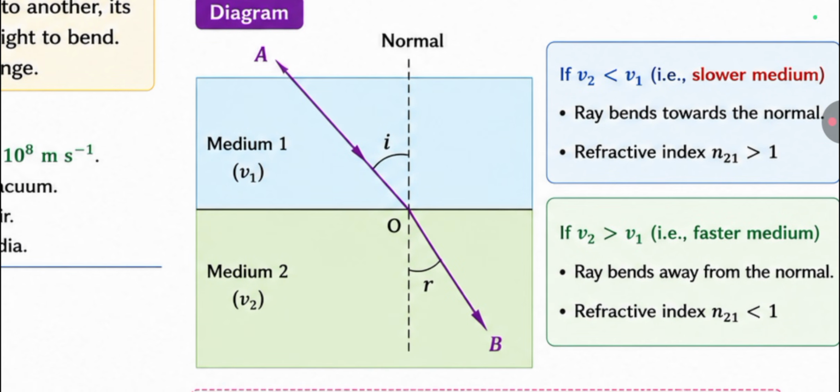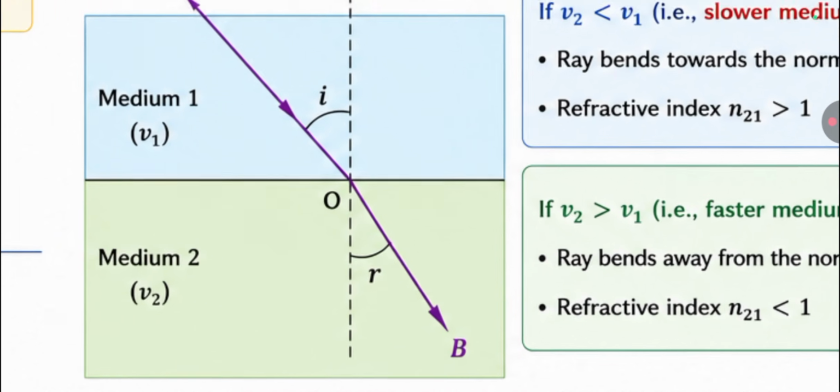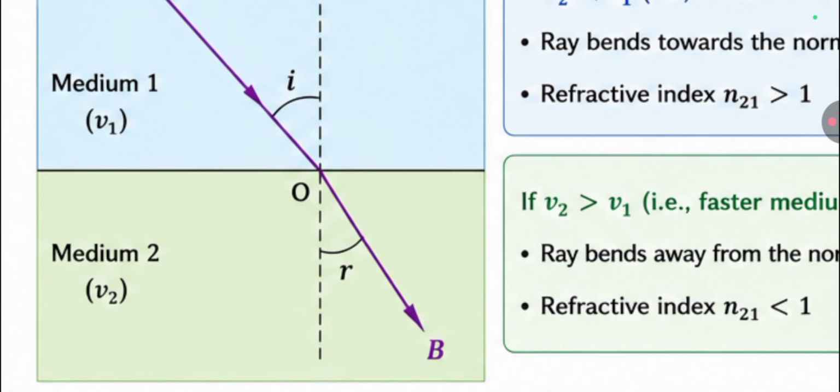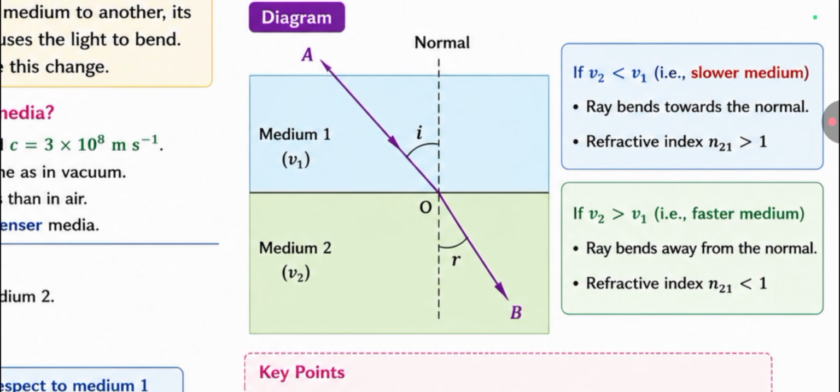Show the diagram and learn this. If V2 is less than V1, that is a slower medium, the ray bends towards the normal. At that time the refractive index is greater than 1, that is N21 is greater than 1. Okay. If V2 is greater than V1, that is a faster medium, the ray bends away from the normal. The refractive index N21 is less than 1. Okay. You must remember this because it is useful to solve problems.